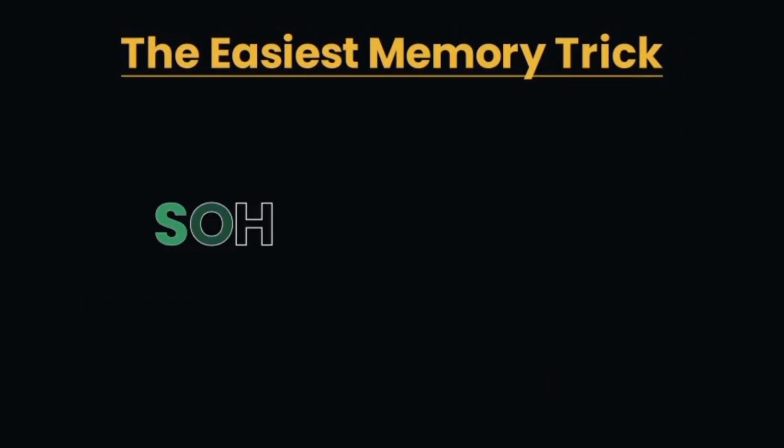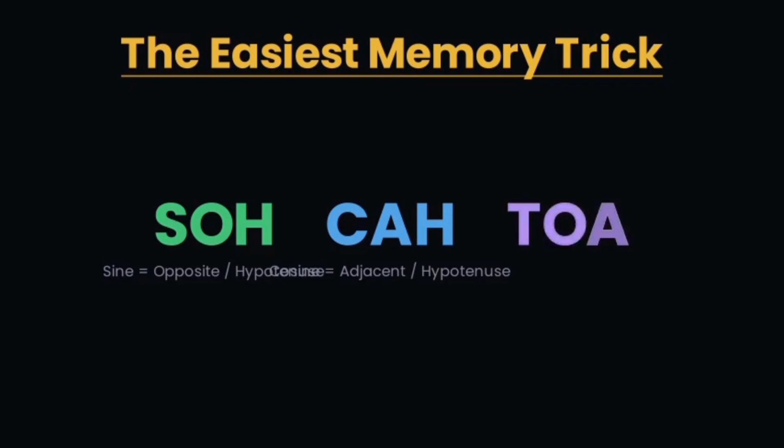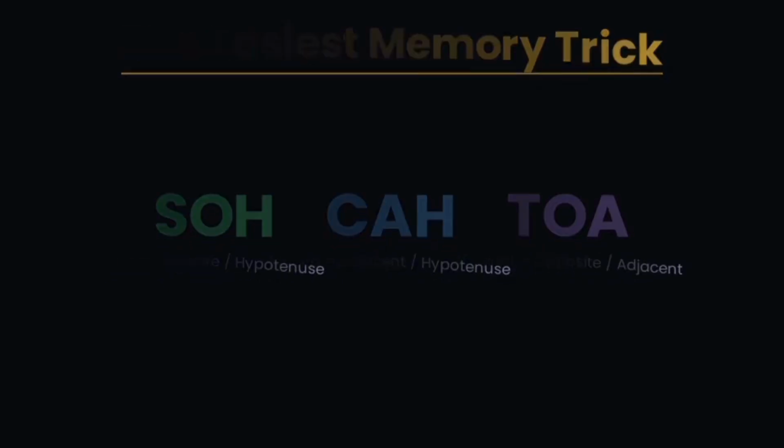SOH, meaning sine equals opposite over hypotenuse. CAH, meaning cosine equals adjacent over hypotenuse. TOA, meaning tangent equals opposite over adjacent. And this is basically SOHCAHTOA. Repeat it a few times and you'll never forget it.